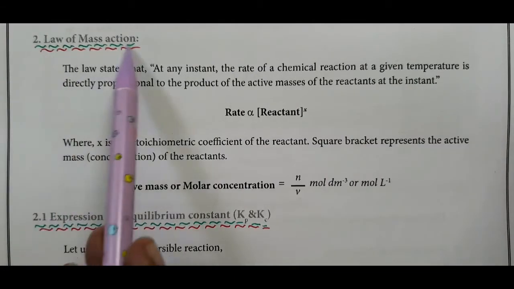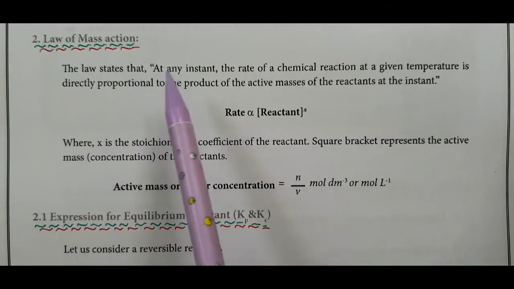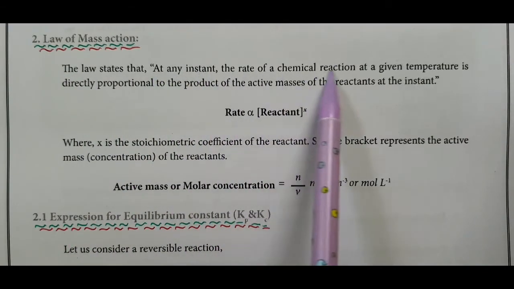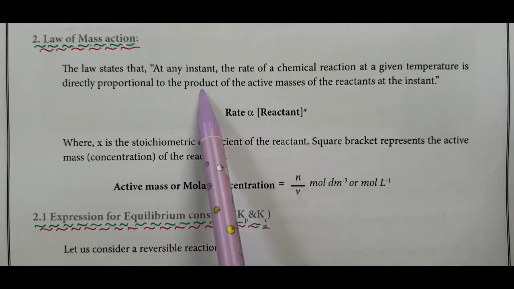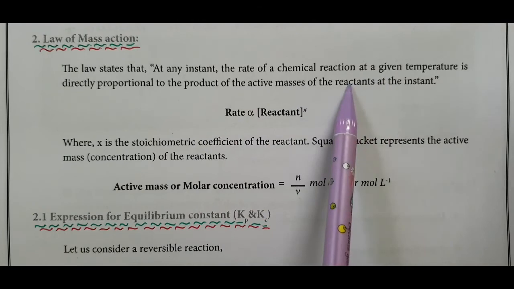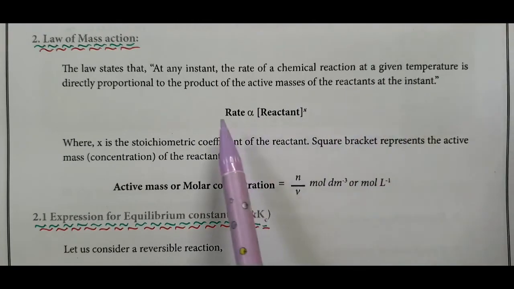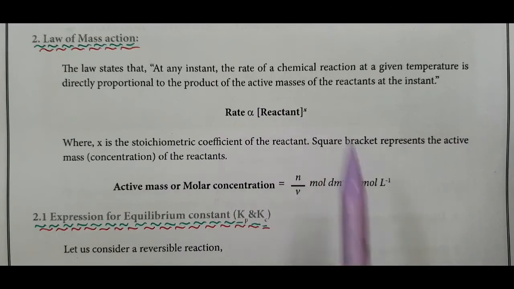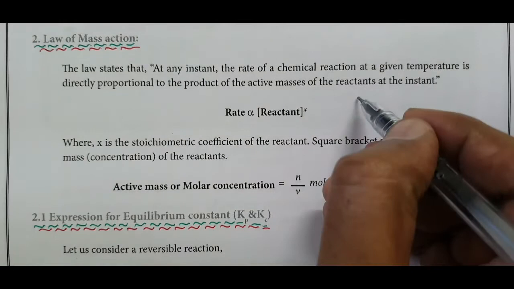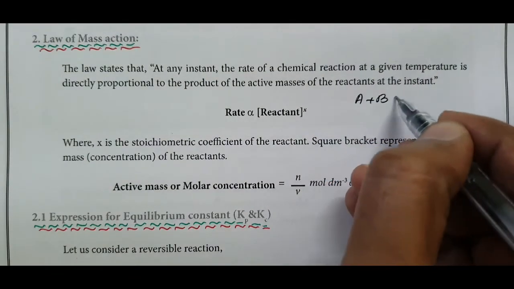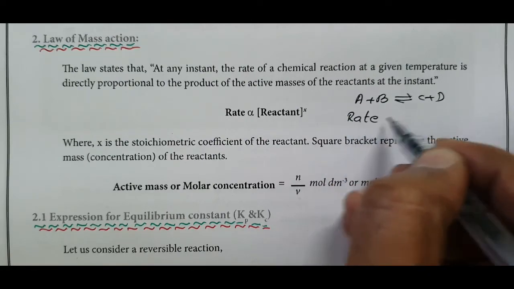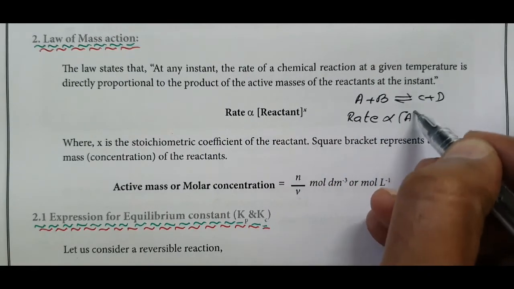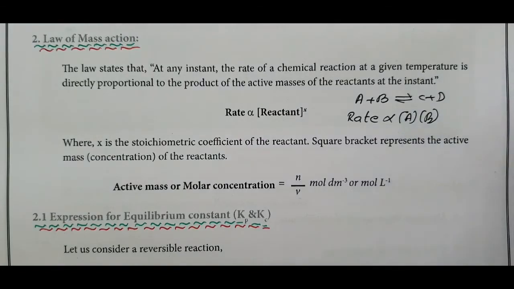Come to law of mass action. The law states that at any instant, the rate of chemical reaction at a given temperature is directly proportional to the product of active masses of the reactants at that instant. Rate is directly proportional to concentration of reactant power x. For example, if the equilibrium reaction is A plus B gives C plus D, the rate of any chemical reaction is directly proportional to concentration of A and concentration of B.